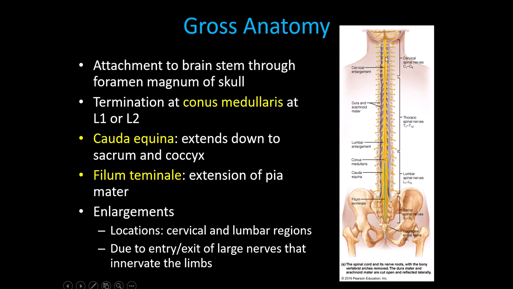In the cervical region and the lumbar region of the spinal cord, you will find two enlargements in terms of the overall size of the spinal cord. This is where the nerves for our limbs, upper and lower, enter and exit the spinal cord, and so that needs a little bit more space. So the thoracic region of the spinal cord is actually skinnier than the cervical and lumbar regions of the spinal cord.